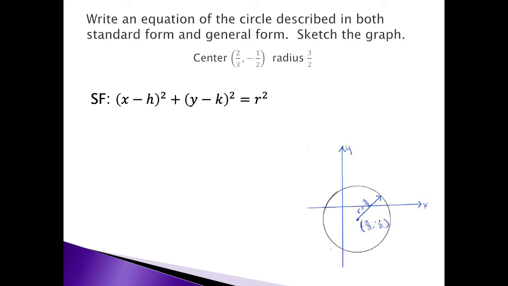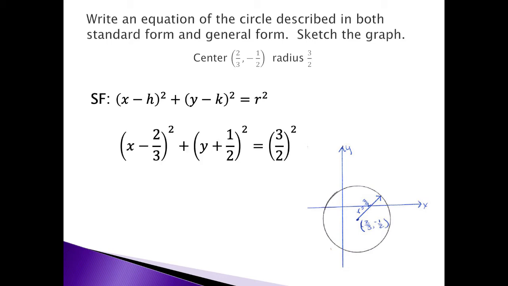In standard form, I have (x minus h) squared plus (y minus k) squared equals r squared. My center makes this (x minus 2/3) squared plus (y plus 1/2) squared equals (3/2) squared. Then when I simplify this, I get (x minus 2/3) squared plus (y plus 1/2) squared equals 9/4.